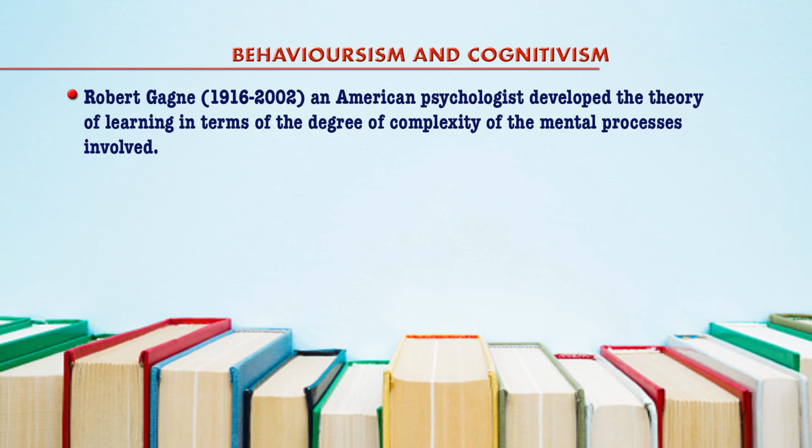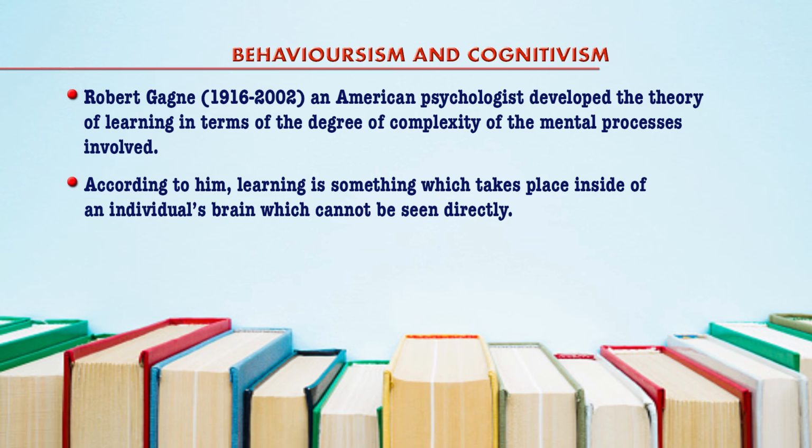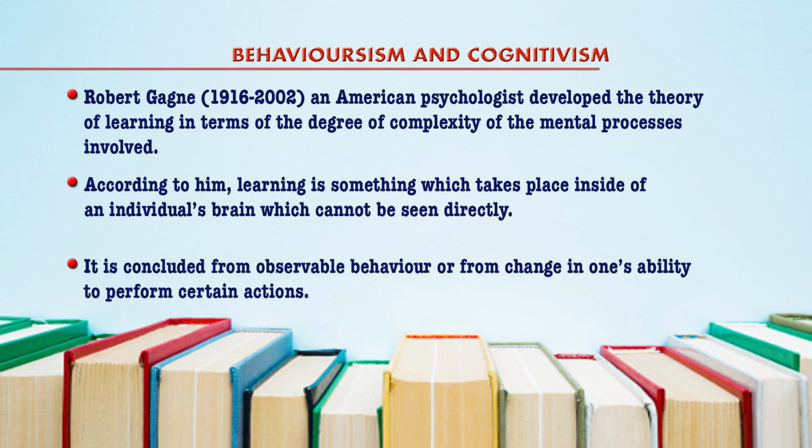He was an American psychologist who developed the theory of learning in terms of the degree of complexity of the mental processes involved. According to Gagne, learning takes place inside an individual's brain, which cannot be seen directly. Therefore, it is concluded from observable behavior or from change in one's ability to perform certain actions. Thus, the major reason behind learning is the development of capacity to change performance and alter qualities like attitude, interest, or values, which we call a change of behavior due to acquisition of new learning.